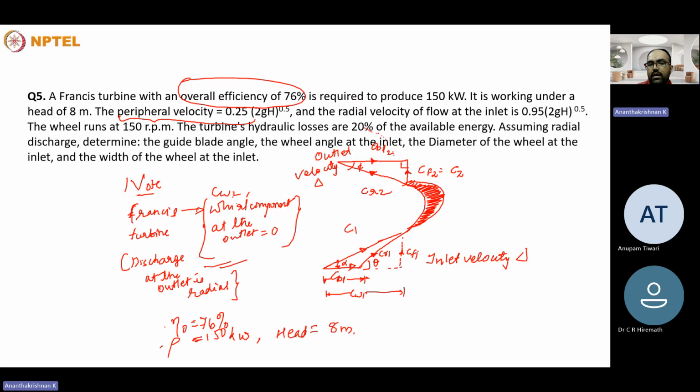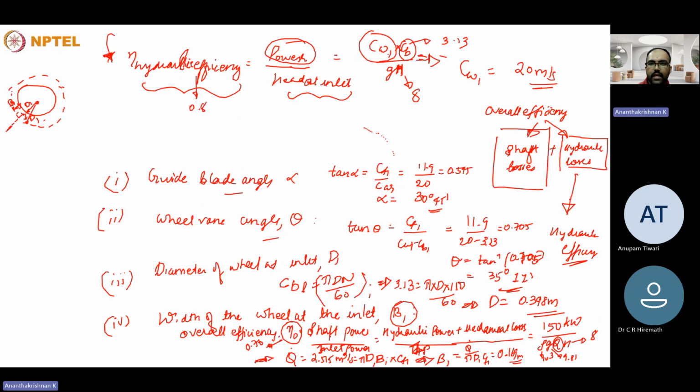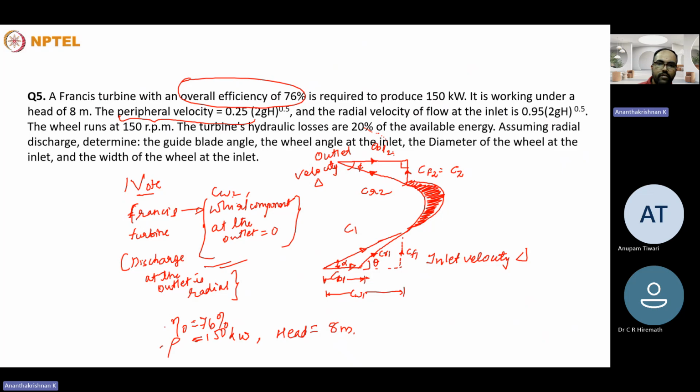So first of all, we have to determine the whirl component of the velocity at the inlet, CW1. How to get that? We have to use the turbine hydraulic efficiency. In the hydraulic efficiency, just like the previous case, we use the output power in terms of the whirl velocity and the blade velocity divided by gH. The head is given straight away. From there, we can get the whirl component. Once you get the whirl component, it's very straightforward.